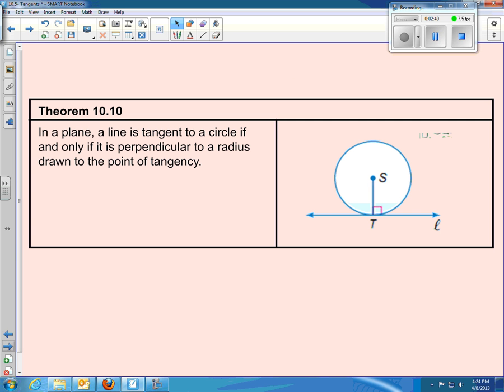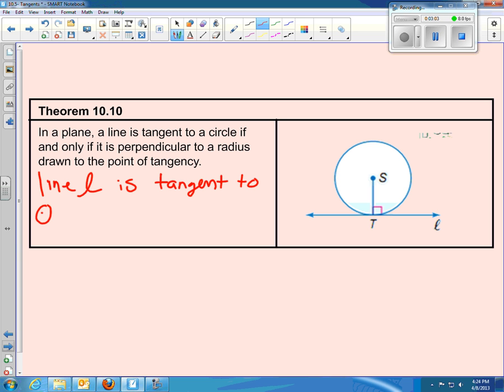All right, let's talk about this theorem. In a plane, a line is tangent to a circle if and only if it is perpendicular to a radius drawn to the point of tangency. So we would say that line L is tangent to circle S. Remember, circle with a dot, circle S. If and only if, some math shorthand, L is perpendicular to that segment ST. So we know it's tangent if it's perpendicular to the radius.